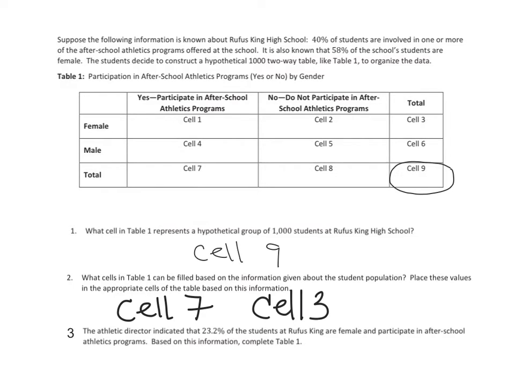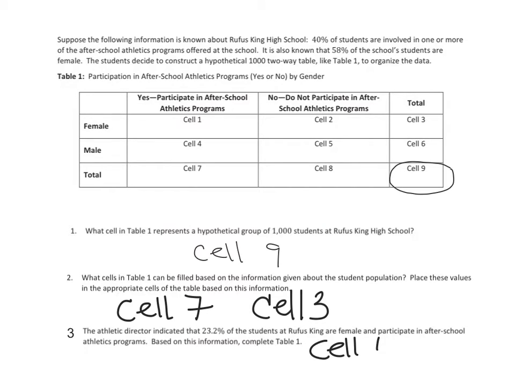Question 3 says, now the athletic director indicates that 23.2% of the students are female and participate in athletics. What cell would that be? Okay, so I'm going to go to my female, so I'm someplace in this row, and I participate in after-school athletics, and I'm someplace in this row, so I would say those two meet at cell 1.